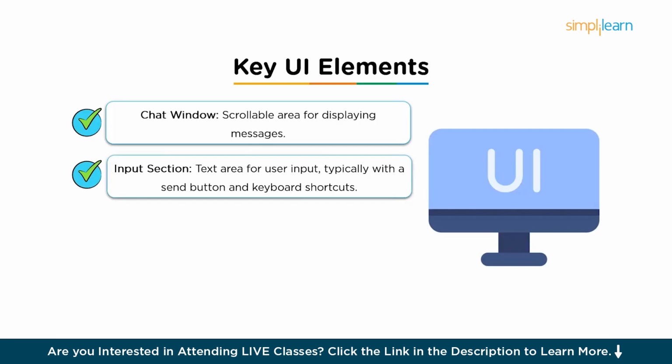Directly below, or sometimes alongside, the chat window is the input section. This is typically a text area where the user types their message, often accompanied by a send button and sometimes supporting keyboard shortcuts for quick interaction, like pressing enter to send. This needs to be intuitive and accessible.